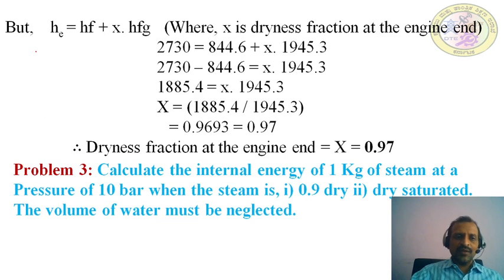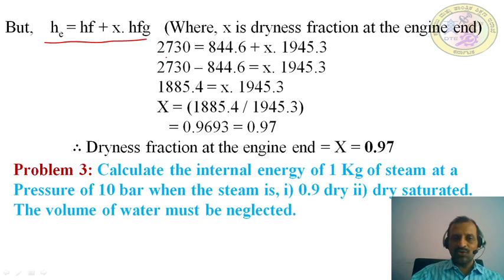Next, what the problem is asking is to find out the dryness fraction at the engine end. Just now you have calculated the enthalpy at the engine end. So again, write down the equation: HE is equal to HF plus X HFG, where X is the dryness fraction at the engine end.